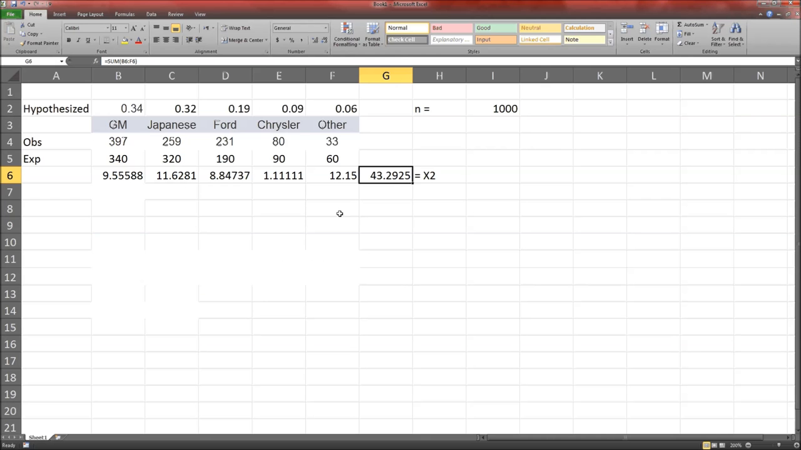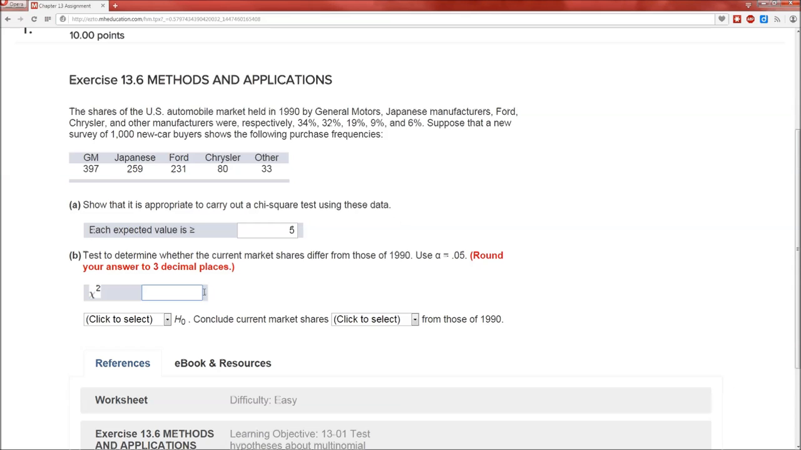Round to 3 decimal places. I'll have Excel do that for me. Seems like rounding a 5 would round up, but it's really 49. 43.292. That's the value of the test statistic. We can either calculate the p-value from this, or we can calculate the critical value corresponding to alpha equals 0.05 and degrees of freedom equal to 5 minus 1.